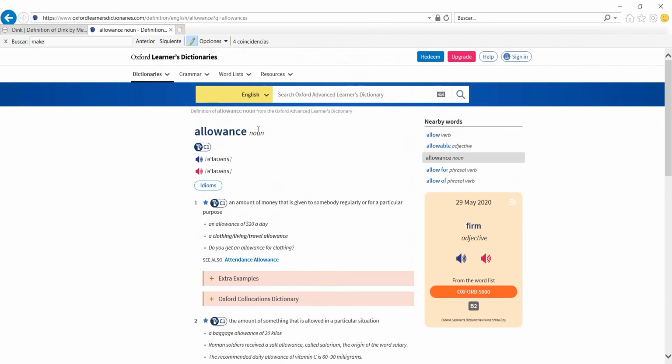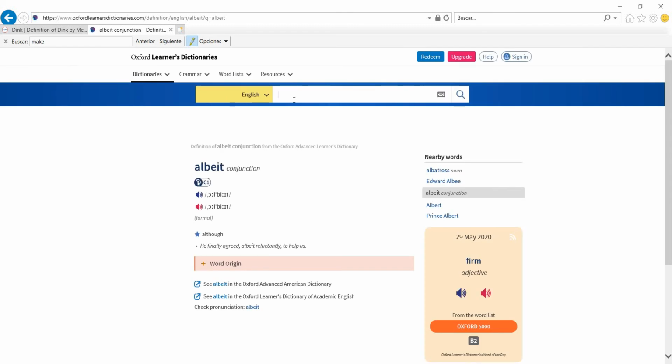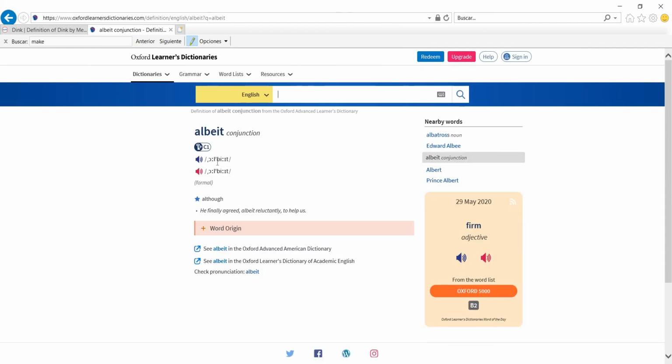Okay, another word which is very important here is the connector. Do you know how to pronounce this? Albeit. Difficult word, right? It means although, and it is very formal. He finally agreed, albeit reluctantly. So same as although, just that it is more formal. Another expression you have here is to ponder, which is to think thoroughly, right? And to sleep on something, which looks very much like our consultarlo con la almohada, right?